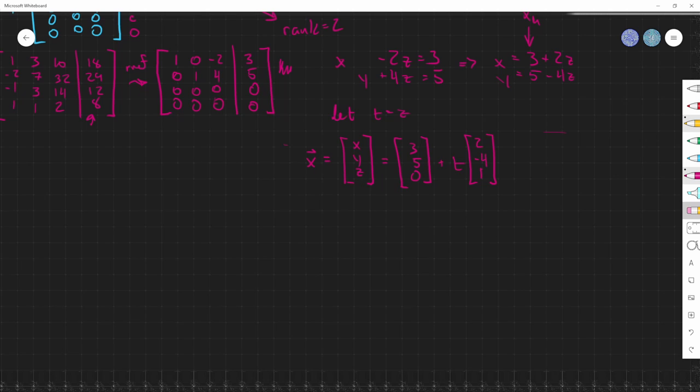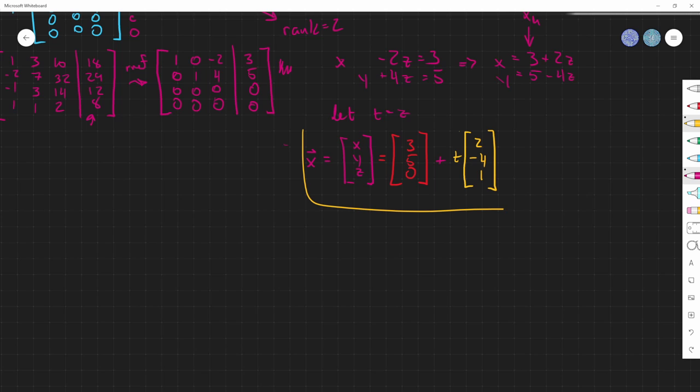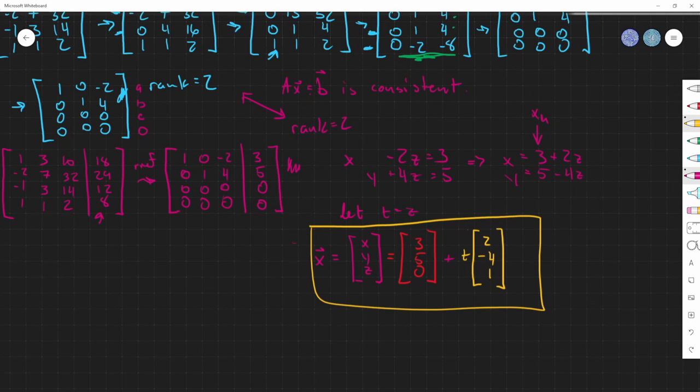So actually, let me redo this in red. So this is equal to 3, 5, 0 plus t times 2, -4, 1, and that is our answer, or I guess the answer to the second part. So then the first one is that Ax equals b is consistent, and so that's how you pretty much do all these problems.